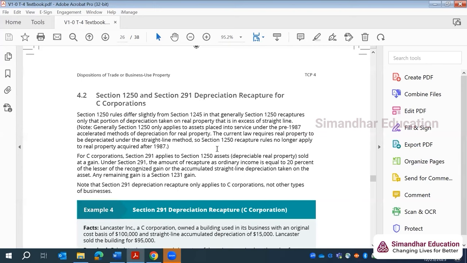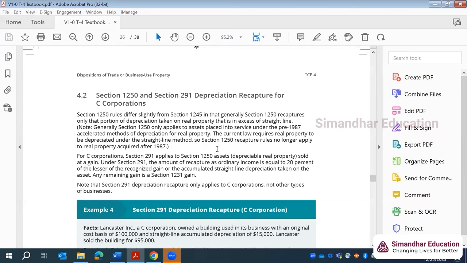What I mean by that is, there could be a different depreciation method for tax purposes and a different depreciation method for book purposes. Now, you have to depreciate the real property on a straight line method. But earlier, other accelerated depreciation methods were available. So the section 1250 recapture was on the excess depreciation that you took over the straight line method.